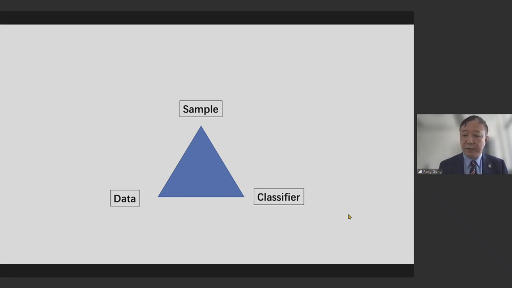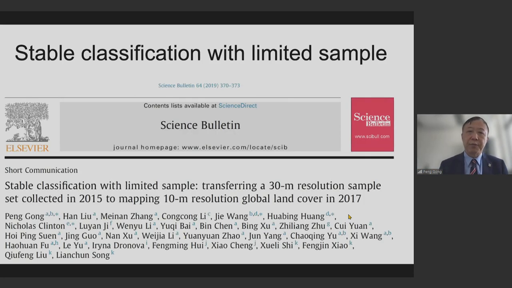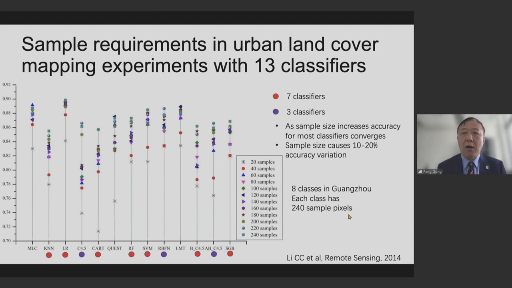But we find that at the global scale, the most important thing is having a good set of samples, and you don't need a lot of samples. As long as those samples are sufficient, you should be able to apply them to the whole world, and at a global scale the classification can be stable. Our proposition for that came from sample requirements analysis using local areas.